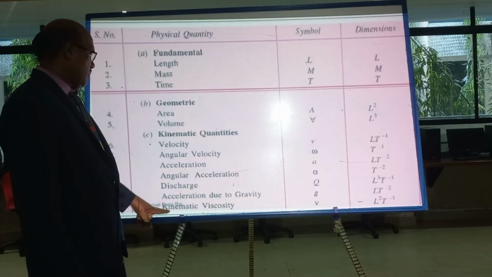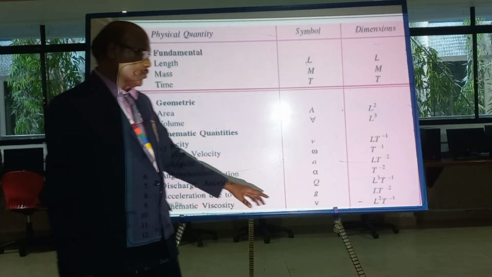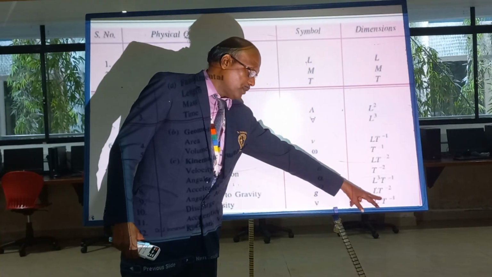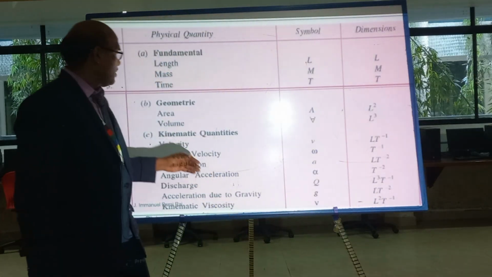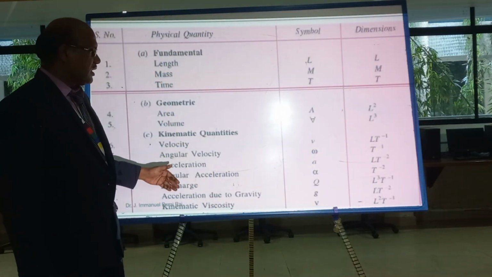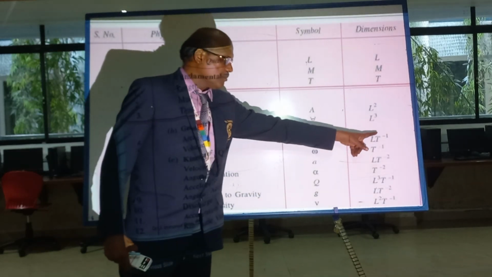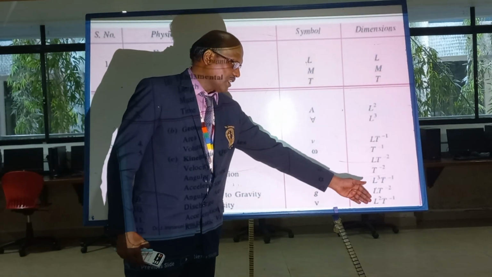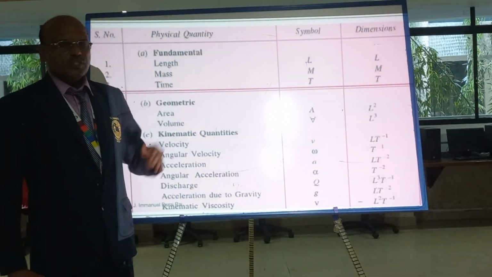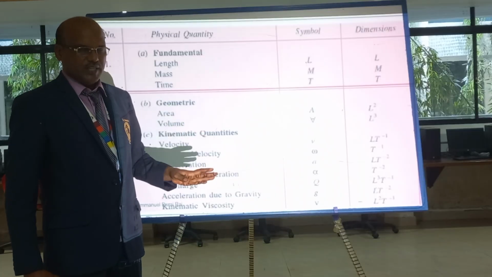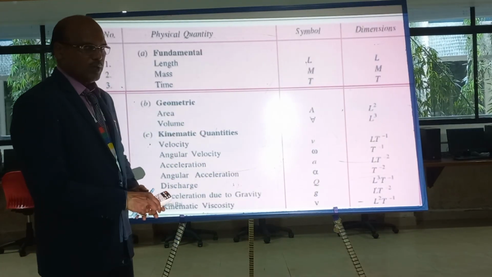Then kinematic viscosity. So meter square per second, so L square per second. These all come under kinematic quantity. You can see all are per second, something in seconds will come in the bottom. So these parameters are measured in seconds, so it is called kinematic quantity.